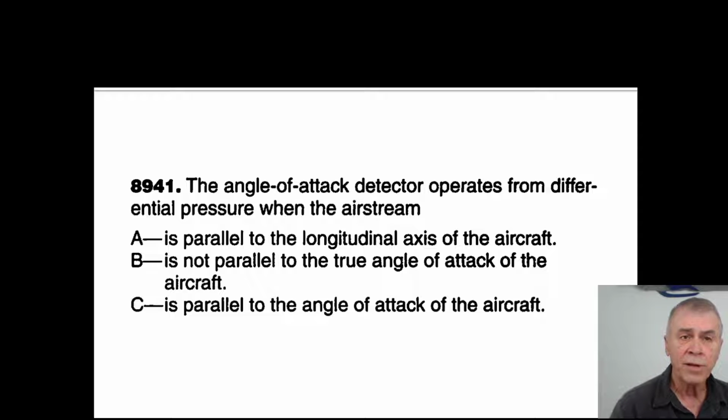Well, I think that's a pretty general statement of when it's going to operate, whenever that air is not going to be where you would expect it to be. You would expect it to be parallel, so not parallel is going to be my answer. Is it my final answer? C is parallel to the angle of attack. Again, this is parallel to the aircraft, which is the same as A in effect. So it's going to be B.